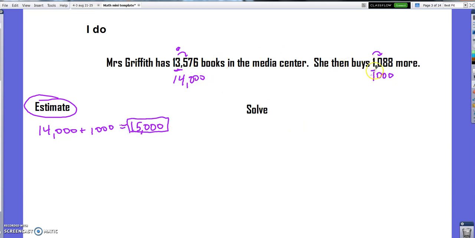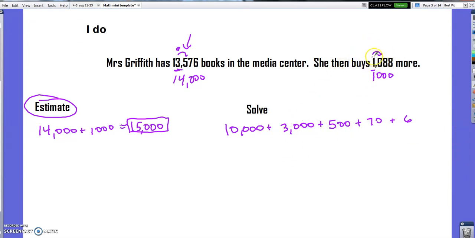So here's how I'm going to solve this with expanded form. I wrote this in expanded form back on the last page, right? I'm going to take each digit and write it out according to its value. 10,000 plus 3,000 plus 500 plus 70 plus 6. And then I'm going to take my 1,088 and I'm going to do the same. I'm going to put it in expanded form. And I'm going to put each place with the same place on the other one.